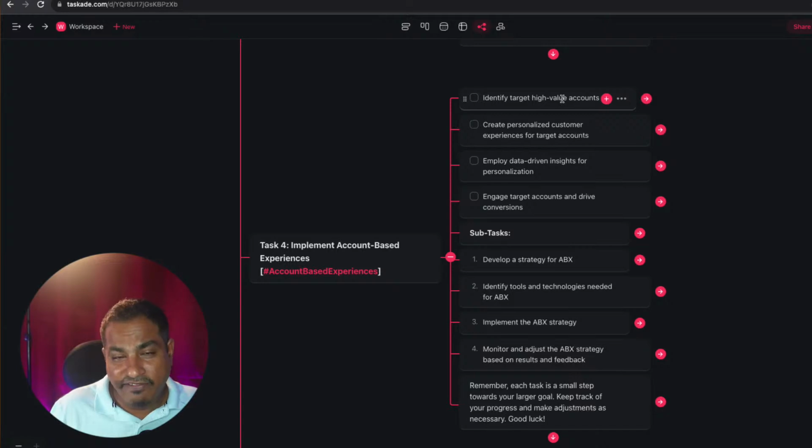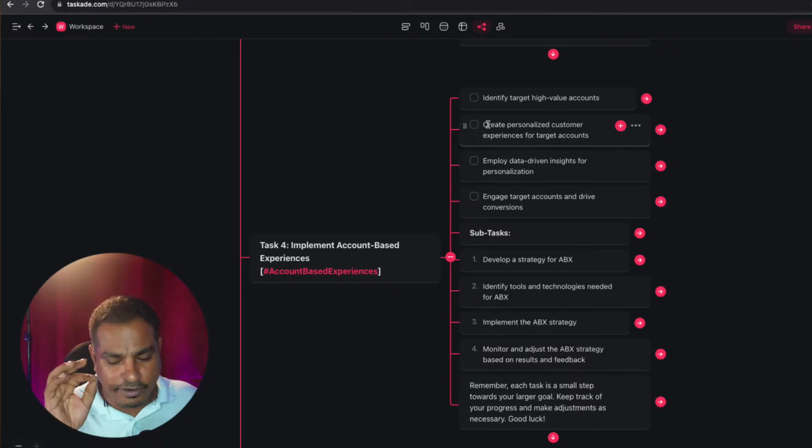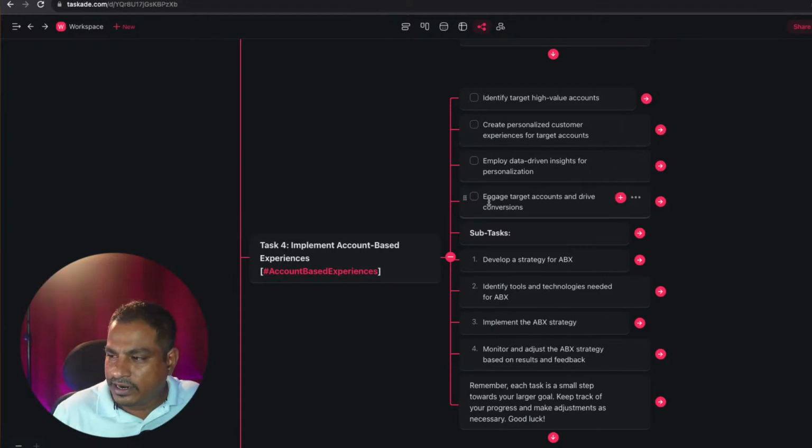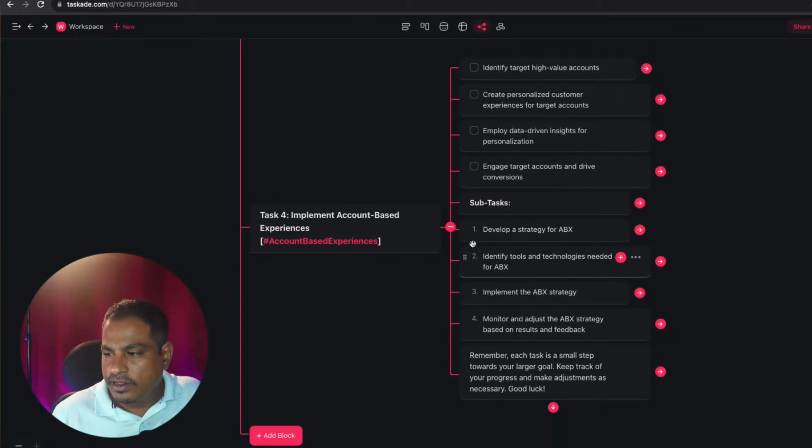So identify the target high value accounts, and create personalized customer experiences for these accounts, which means you go to the dot when it comes to personalization, because you know these are high value assets. You also leverage data from multiple teams. You look at your customer service team, your sales team, your marketing team, and then you bring all pieces of data together in serving these accounts or customers. Then you engage target accounts and drive conversions. If broken down, you need to develop a strategy, identify the tools and technologies needed, whether it is personalization, running ads, or sending them emails. Monitor and adjust the strategy based upon the results, which is where data is going to be at the center, right?